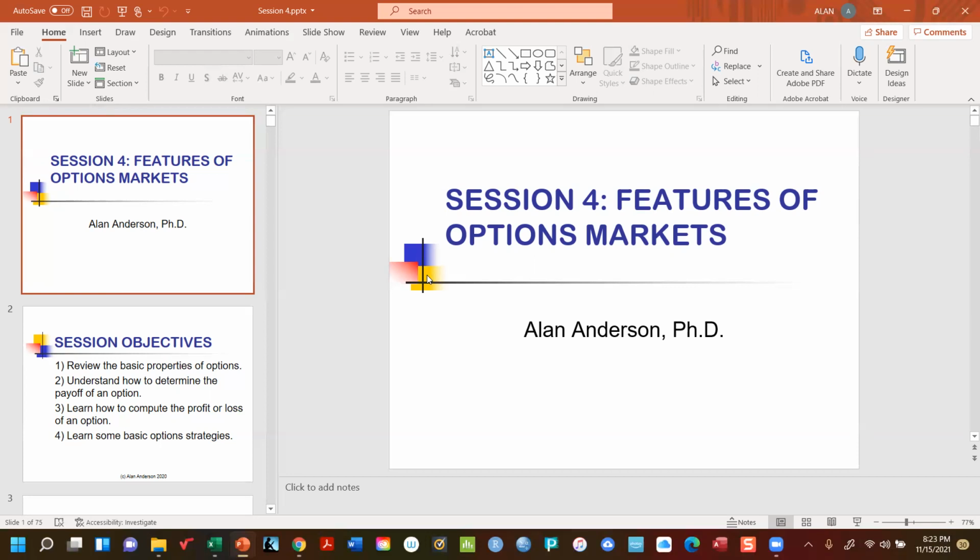And then we'll be looking at some special measures that are designed to help us understand how sensitive option prices are to different factors. So this is going to take up quite a while because options are such a complicated product, but I think you'll find it to be extremely interesting.